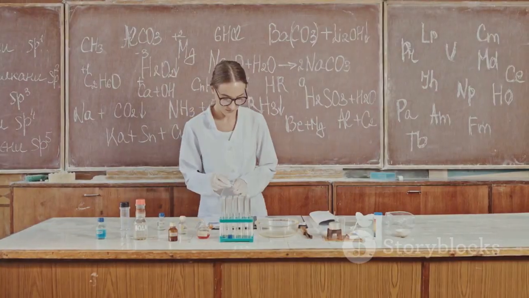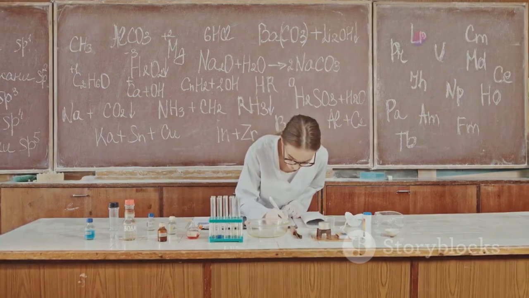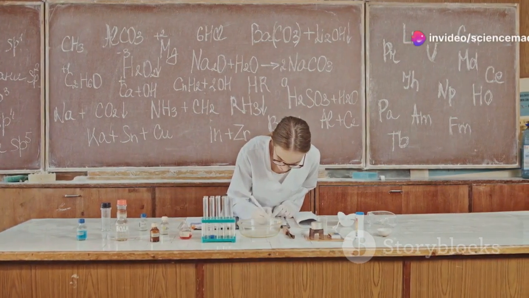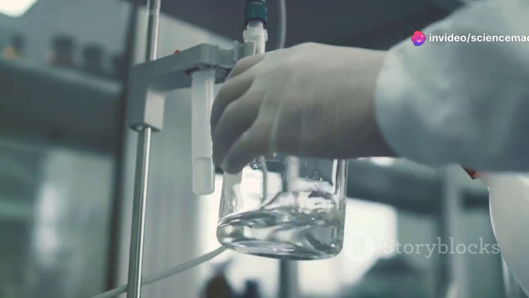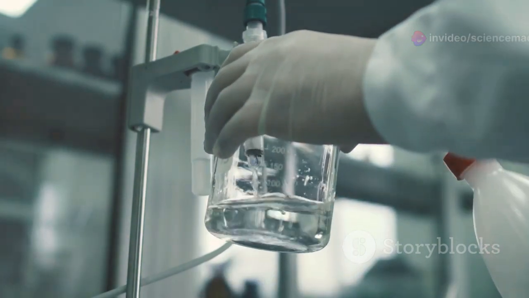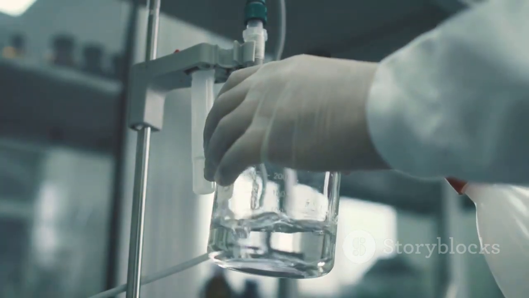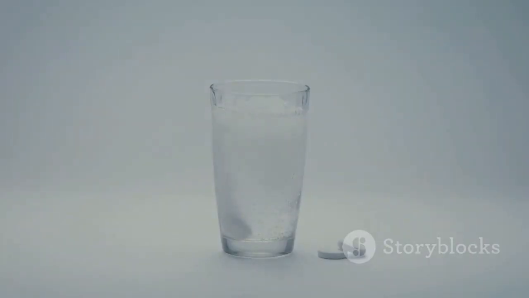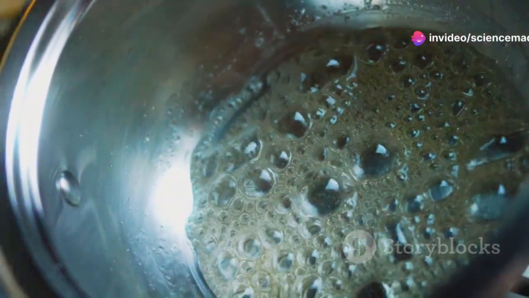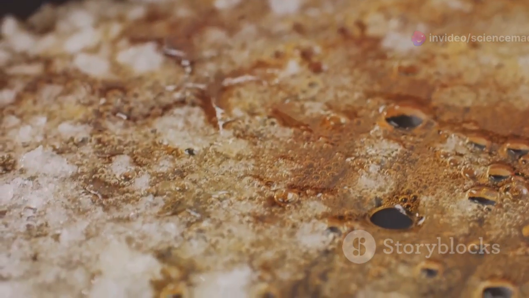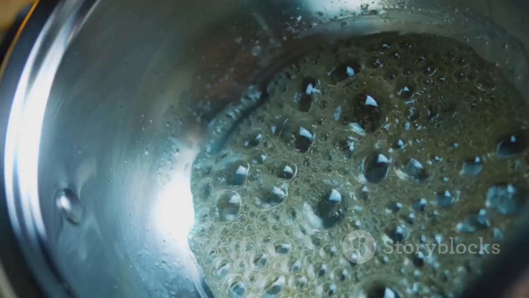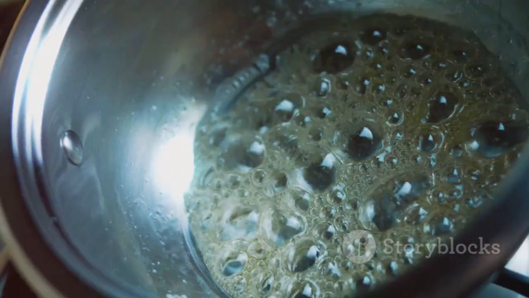Section 5. Saturated, unsaturated, and supersaturated solutions. Not all solutions are created equal. The amount of solute that can dissolve in a solvent can vary depending on factors like temperature and pressure. A saturated solution contains the maximum amount of solute dissolved in a solvent at a given temperature. For example, if you keep adding sugar to water at room temperature, eventually no more sugar will dissolve. At this point, the solution is saturated.